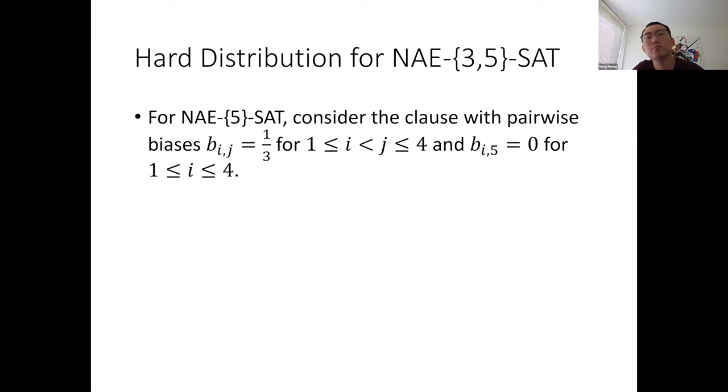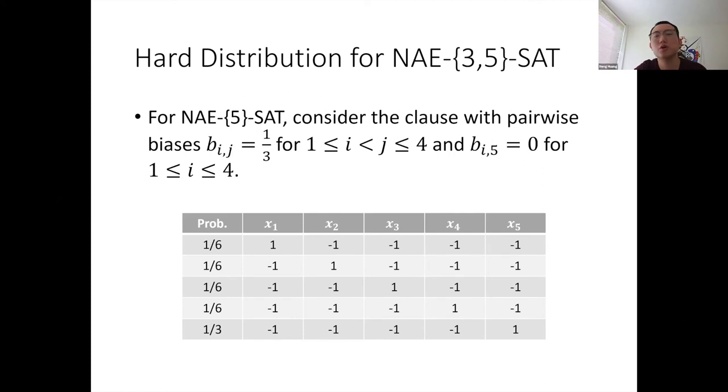And for any five-set, let's consider the clause with pairwise biases b_ij equal to 1/3 for i, j between 1 and 4, and b_i5 equal to 0 for i between 1 and 4. For these pairwise biases, the SDP can find the following distribution of satisfying assignments. Again, it's a distribution on the assignments where we only have exactly one true literal. So let's verify that this matches our pairwise biases.